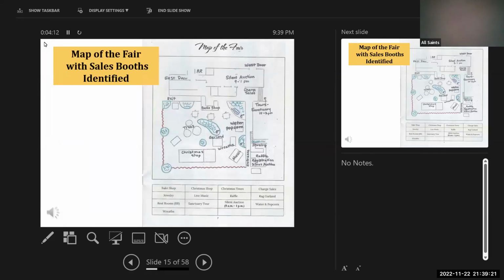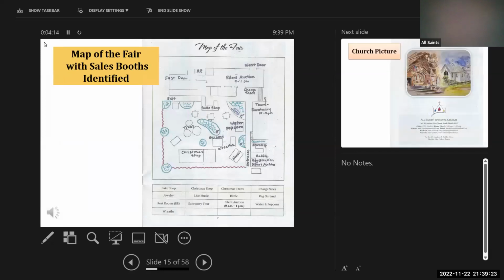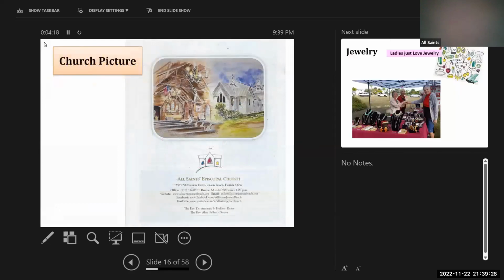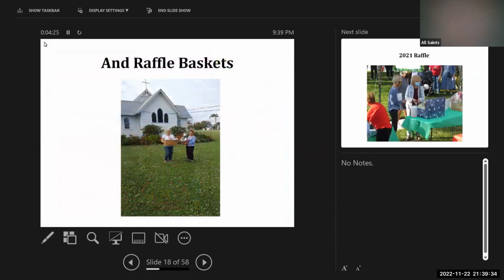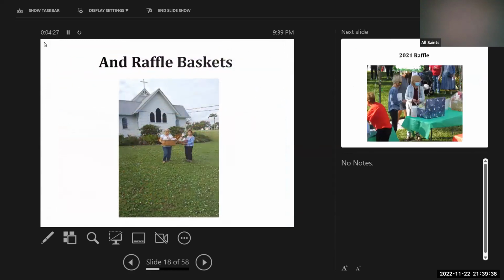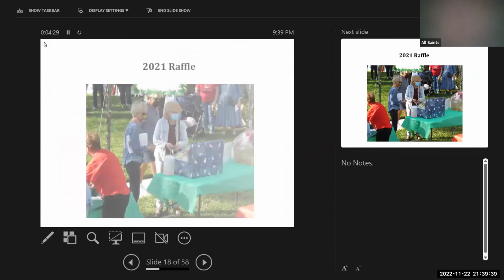There's the map so they can figure out where the Christmas shop is and where the wreaths are and things like that. And this is what's on the back of the program. And of course, here we had jewelry last year. And we have the raffle baskets. We got some pictures of Sandy and Karen.